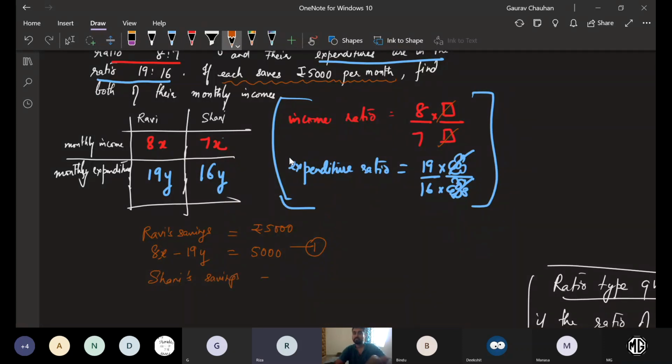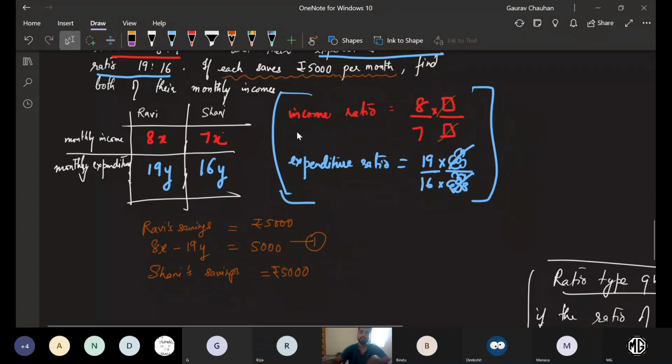Shani's savings is also 5,000, but this is a separate equation. How is Shani's saving we are calculating? 7x minus 16y. Shani's income minus Shani's expenditure. Ravi's, how did we calculate? Ravi's income minus Ravi's expenditure. So Shani's savings will be 7x minus 16y is equal to 5,000. Two different equations we have got now if you see carefully. This is the second equation. So now you can solve 1 and 2.